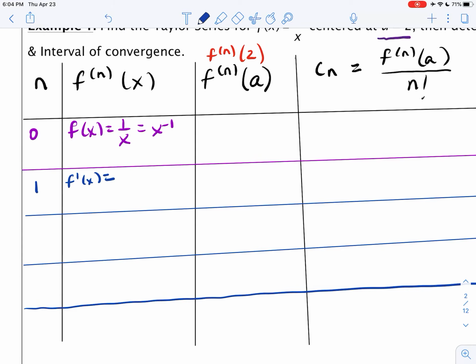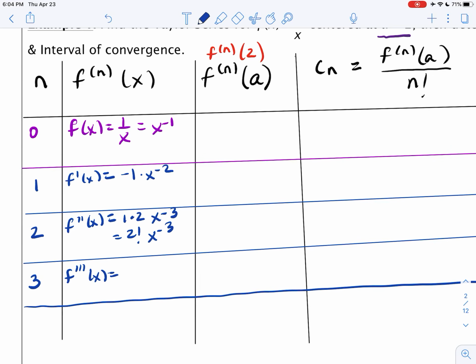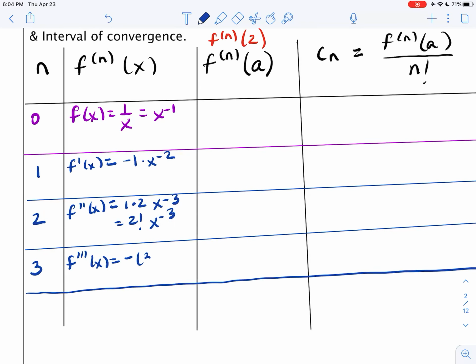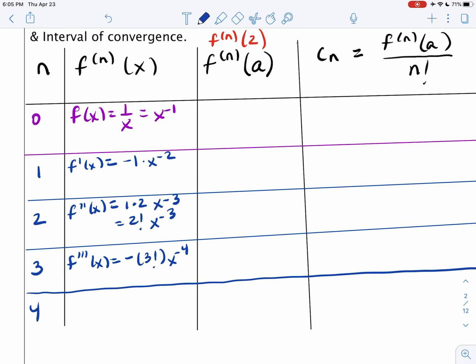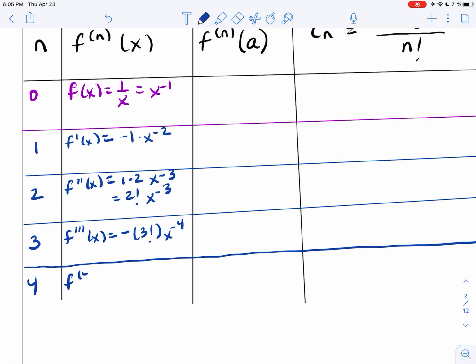Okay, so for n equal to 1, I'm taking the first derivative, and the first derivative here is going to be 1 times x to the minus 2. When n is equal to 2, I'm going to take a second derivative, and that's going to change it to a positive, but I'm going to still write it as 1 times 2 times x to the negative 3, because I can say that that's 2 factorial times x to the negative 3. When n is equal to 3, my third derivative is going to be negative 3 factorial times x to the negative 4.